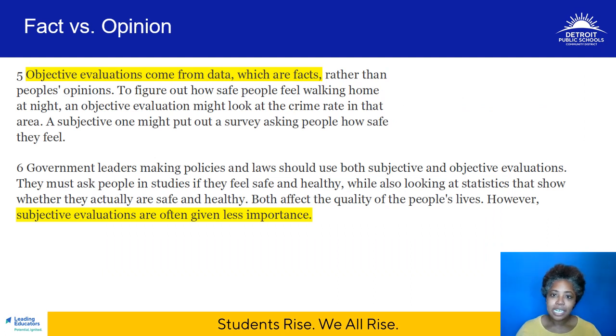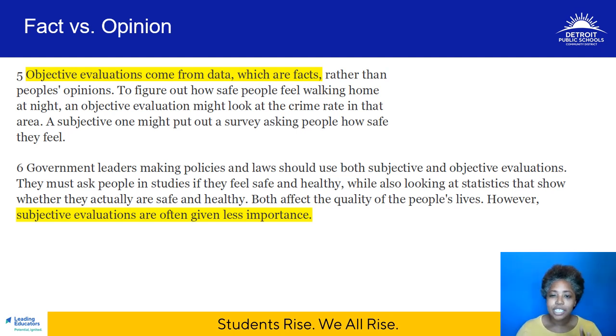Let's look at the facts and opinions in our text. We're going to start by taking a look at paragraph 5. Objective evaluations come from data, which are facts, rather than people's opinions. To figure out how safe people feel walking home at night, an objective evaluation might look at the crime rate in that area. A subjective one might put out a survey asking people how safe they feel.